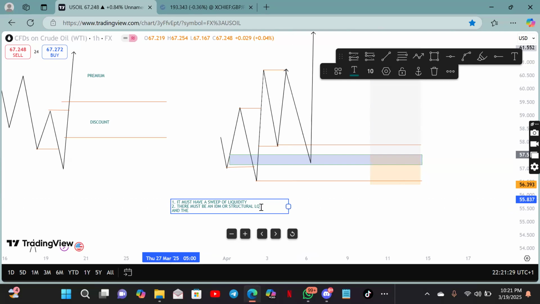The IDM or SQ must be the first pullback the market makes in the intended direction, just after the protected low. PL, let's just input it.